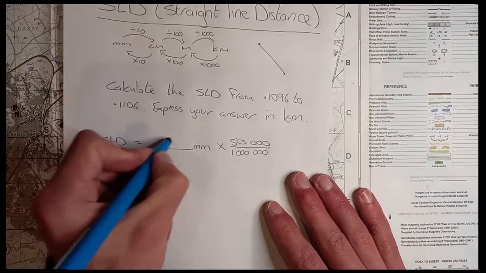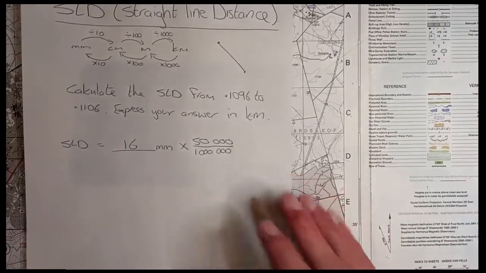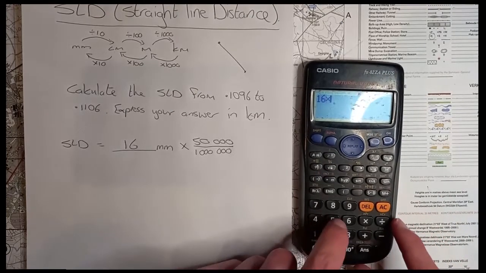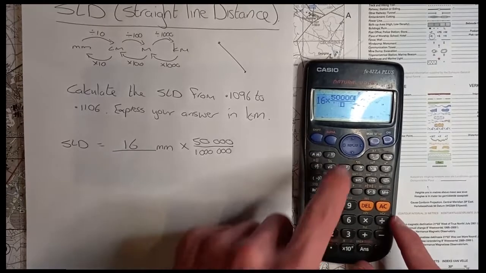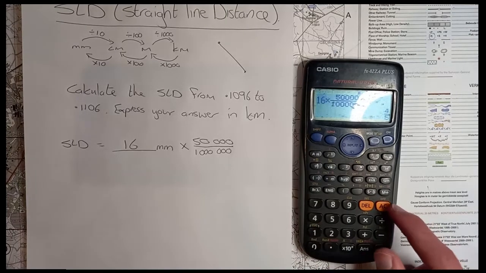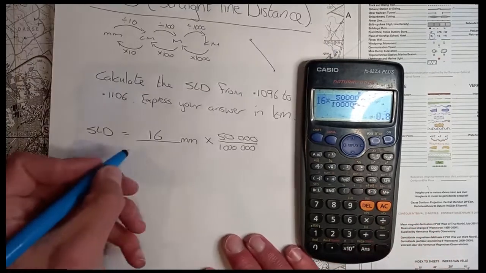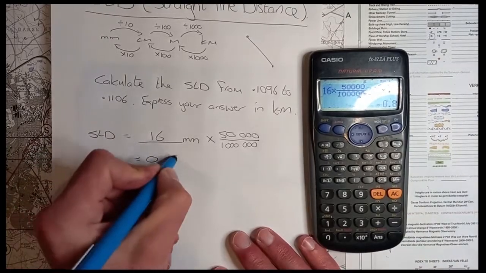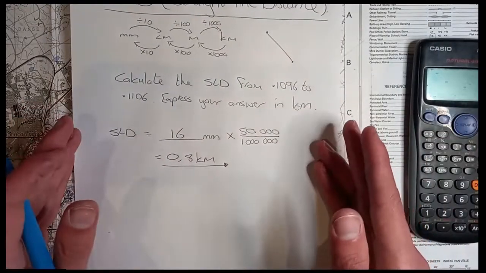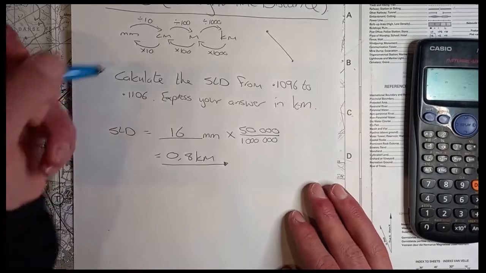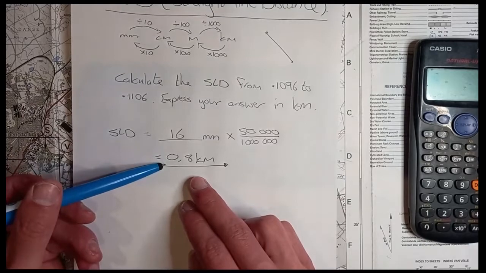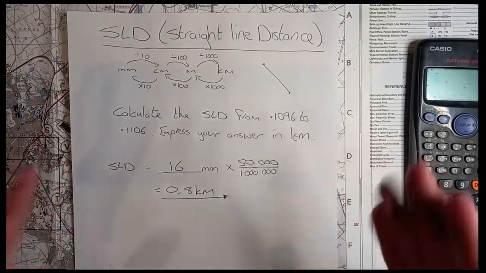So we put in 16 millimeters, and now we're going to put that in on our calculators. We're going to say 16 times bracket 50,000 divided by 1 million, and we get an answer of 0.8 kilometers. And that is how you calculate an SLD. As simple as that. The distance from spot height 1096 to 1106 is 0.8 kilometers. As simple as that, and that is SLD.